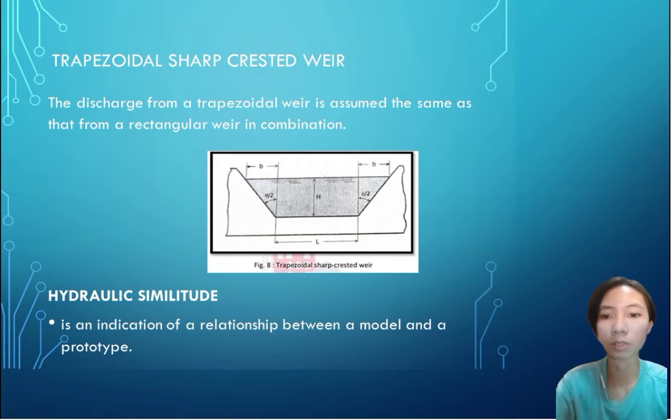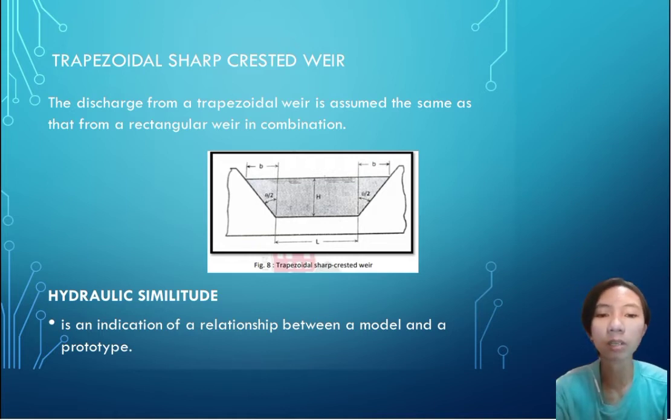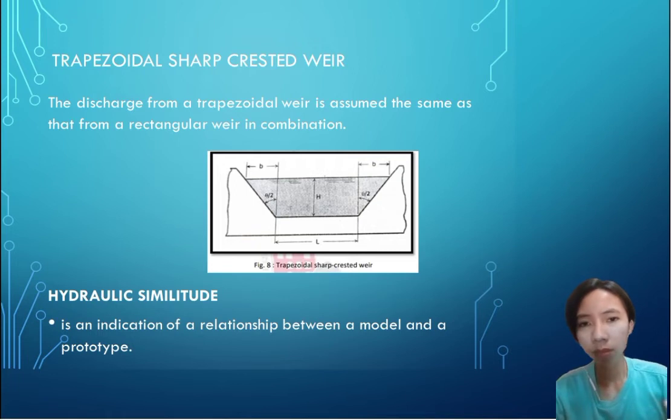Now let's move on to the trapezoidal sharp-crested weir. So first, let's define it. The discharge of the trapezoidal weir is assumed to be the same as that from the rectangular weir in combination. So we can see the picture above of the trapezoidal sharp-crested weir. So move on.